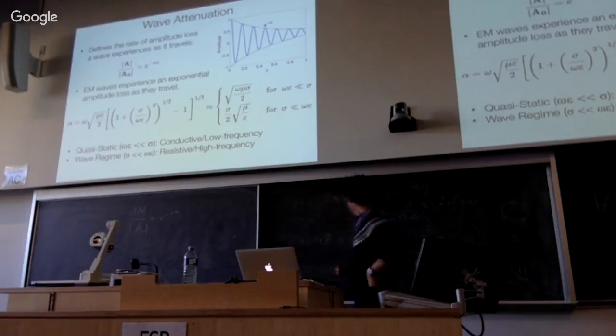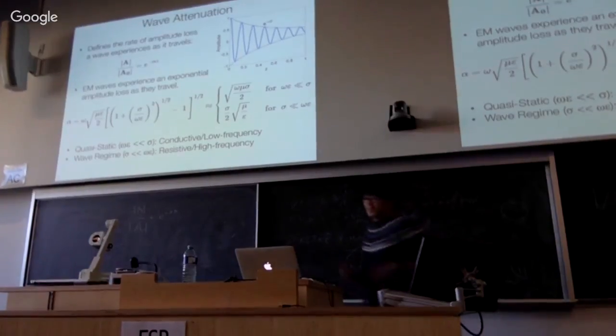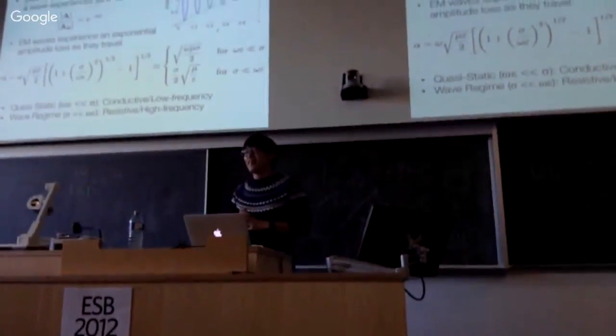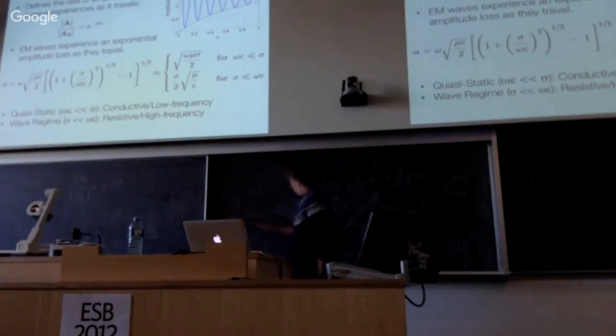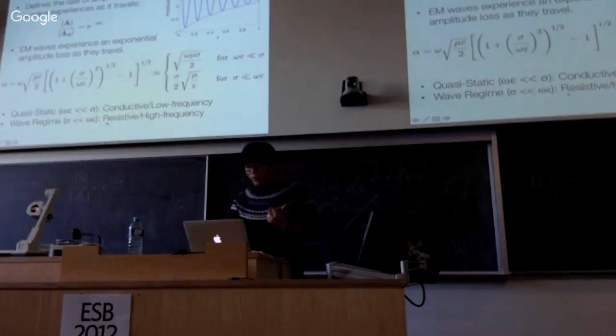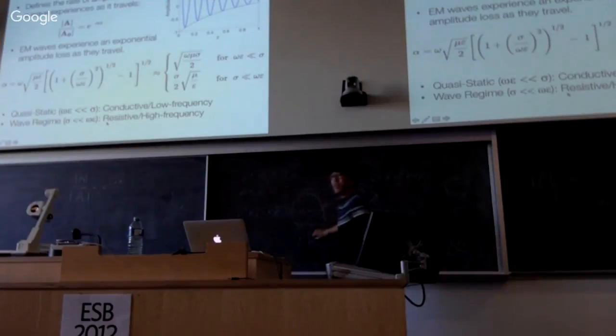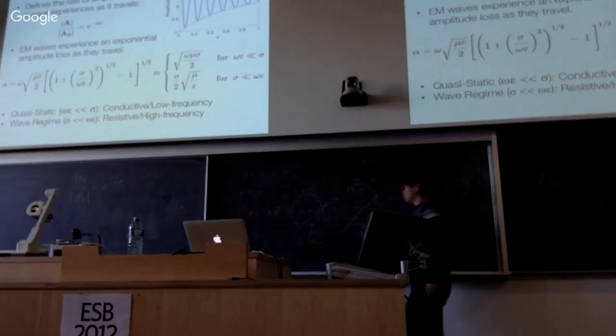If you ignore this wave term, we call it quasi-static. It's literally what it sounds like, almost like a static problem, so there's no wave propagation. That's the assumption. If you ignore the other term instead, we're in the wave domain, and the one we're going to use is mostly this wave domain. Is that kind of clear?